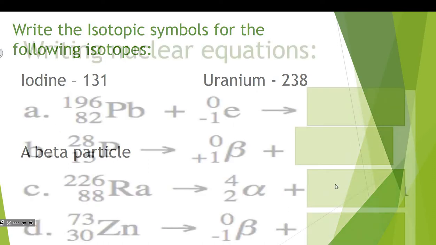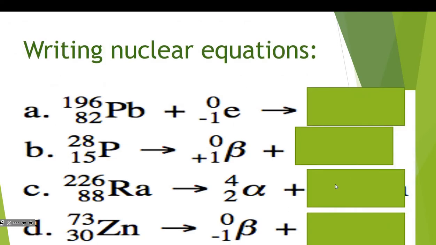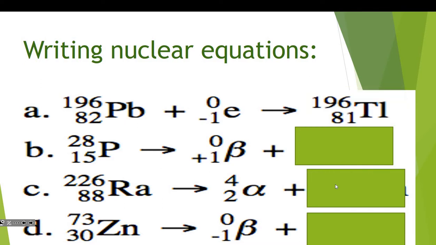Okay, so we know how to write these. Now we're going to start doing equations. Equations are really easy. Treat the arrow as an equal sign. The top on this side has to equal the top on this side. The bottom on this side has to equal the bottom on this side. So on the top we've got 196 plus 0 equals 196. On the bottom we've got 82 plus a -1 equals 81. What element is 81 on the periodic table? Thallium. Done.